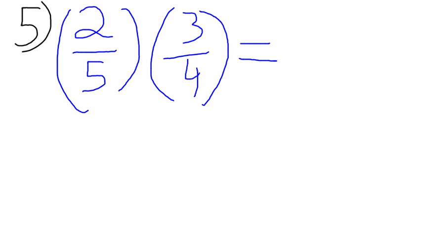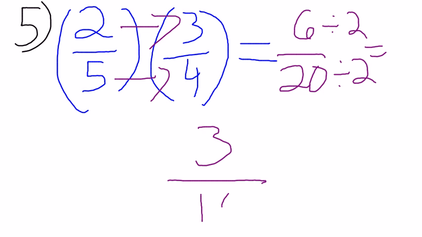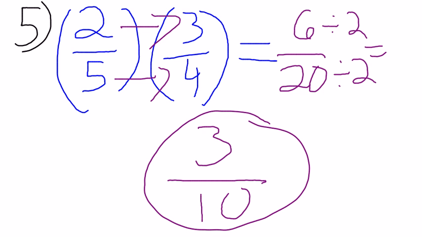You're going to look at the top and just multiply across. 2 times 3 is 6. Bam. 5 times 4, multiply that, you get a 20. Bam. Now, it's not simplified, right? You always have to check. Does it have a greatest common factor? In this case, we know 2 will work. So let's divide it by 2. 6 divided by 2 equals 3. 20 divided by 2 equals 10. 3 over 10 is our answer.